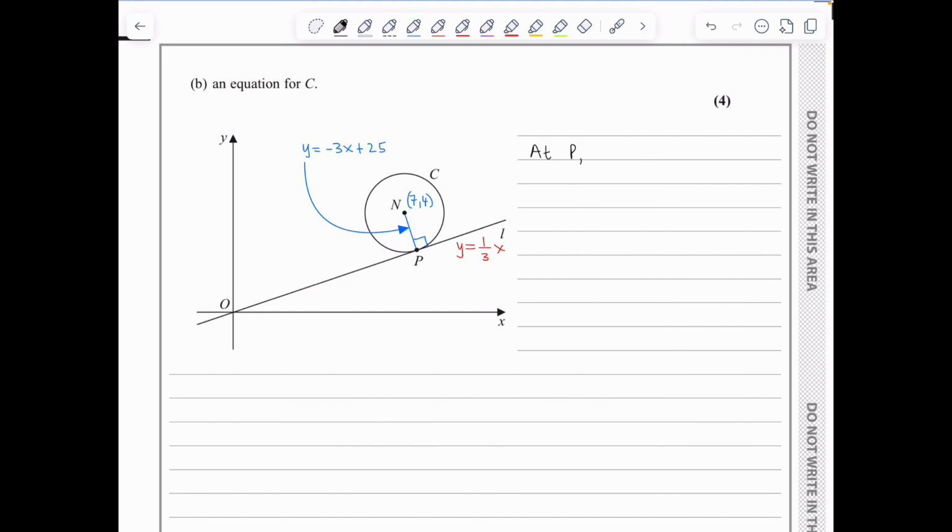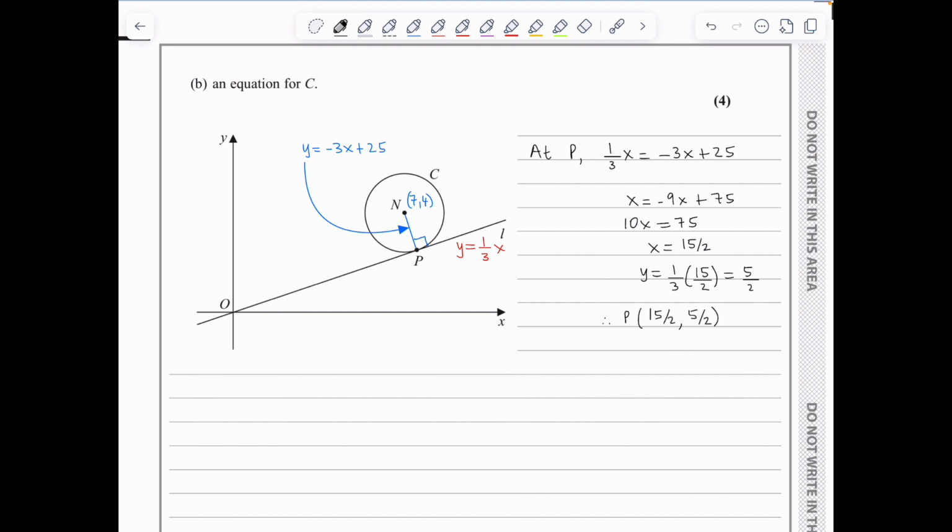So at P, we've got a third x, which is equal to y, being equal to minus 3x plus 25. I will multiply throughout by 3 to get that x is minus 9x plus 75, which leads to 10x is 75, and therefore this gives me x to be 15 over 2. I will proceed in finding y, so y is a third x, so a third times 15 over 2, which gives an answer of 5 over 2, and therefore we conclude that the point P has coordinates 15 over 2, 5 over 2.